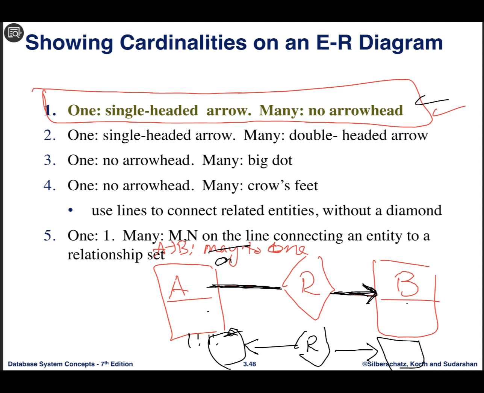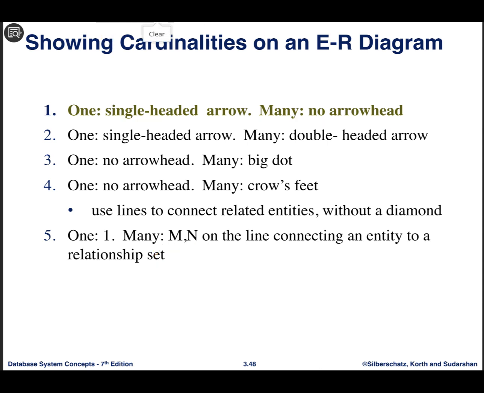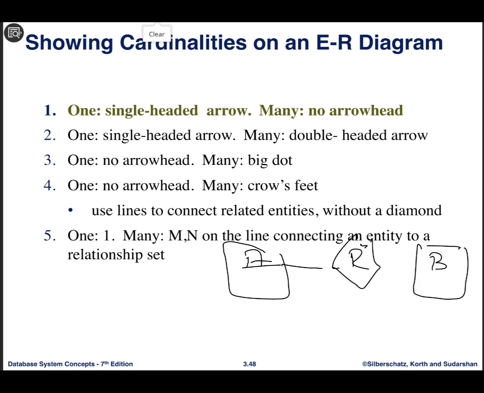If both of them are many-to-many, in this case many-to-many, I just use a line with no arrowhead. So we have entity set A, and B, then R. This is how you represent this: just lines, and you say, okay, it's many-to-many in this case. Clear?